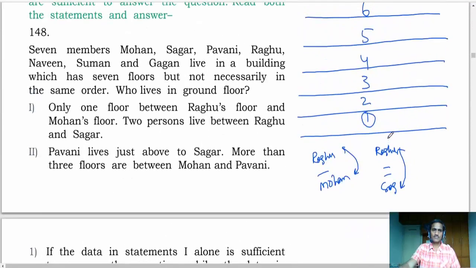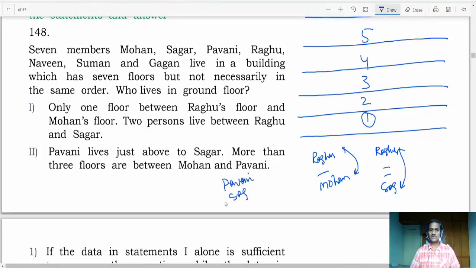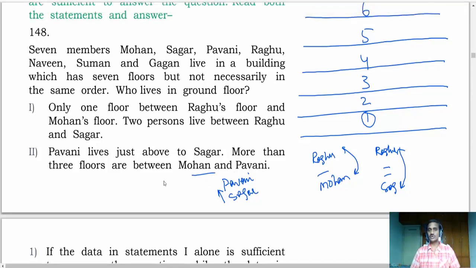condition number 2. Now, Pavani lives just above Sagar. Hence, these 2 persons are adjacent to each other. More than 3 floors between Mohan and Pavani. More than 3 means 4, 5, 6 and so on.